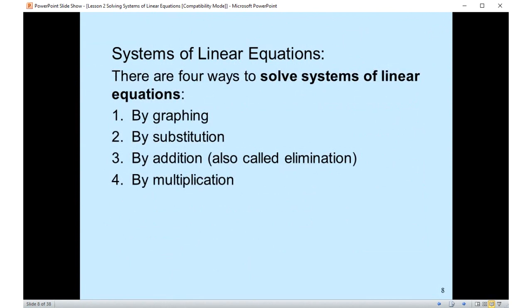There are four ways to solve systems of linear equations. You can solve by graphing to see where they cross. You could solve by substitution by plugging the point into both equations. You can solve by addition, which is also called elimination, where you eliminate a variable, or you can solve by multiplication.